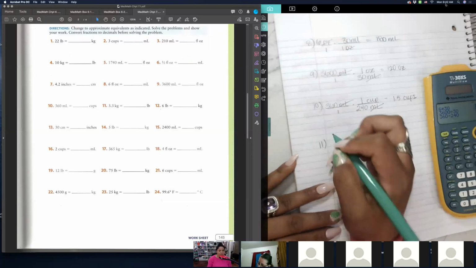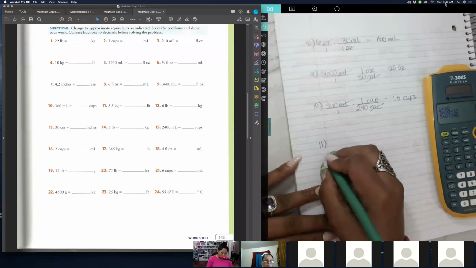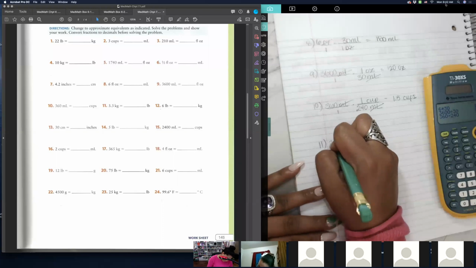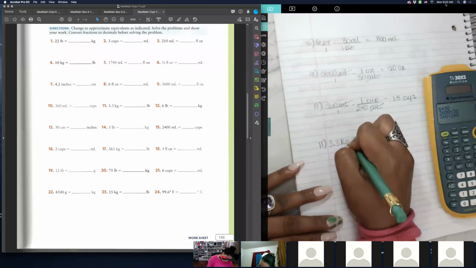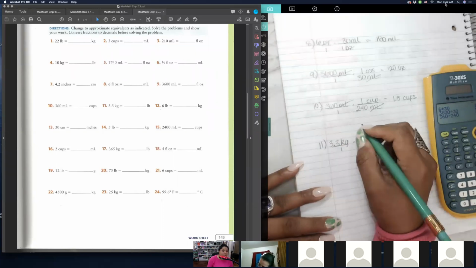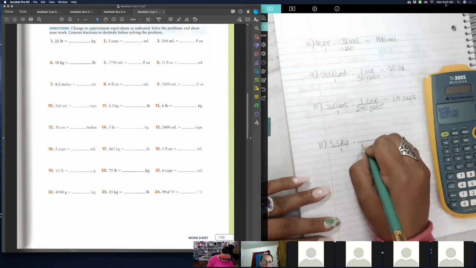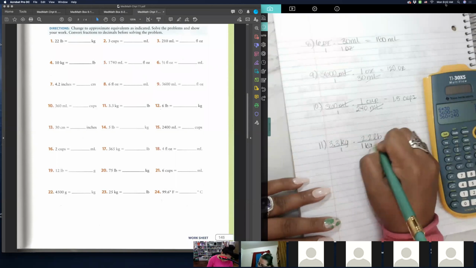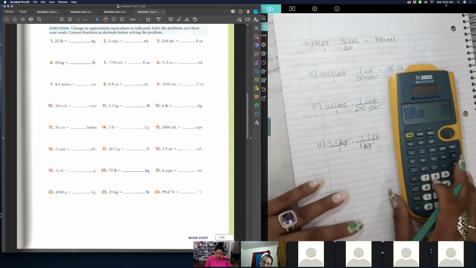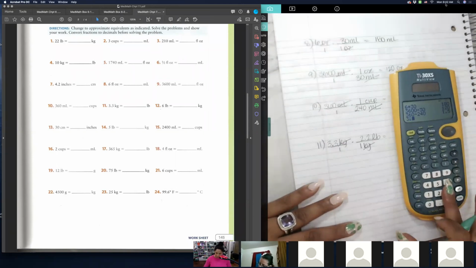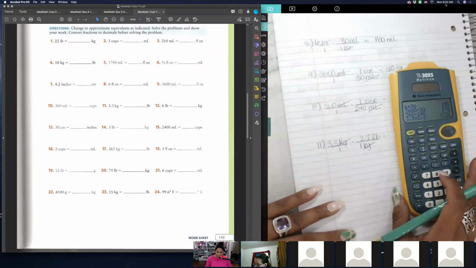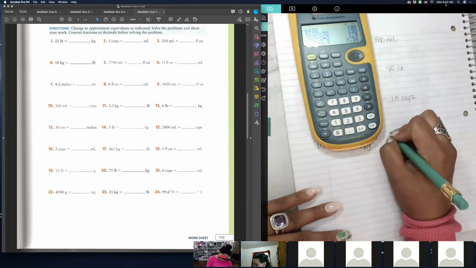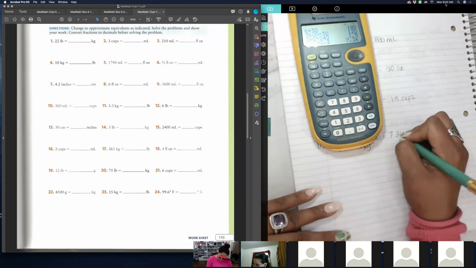11 is 3.3 kilograms. And we're converting to pounds. So 1 kilogram equals 2.2 pounds. Our unit of kilograms cancel. So we just need to take 3.3 times 2.2, and that gives us 7.26 pounds.